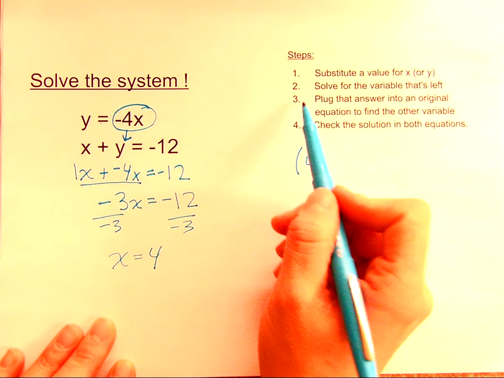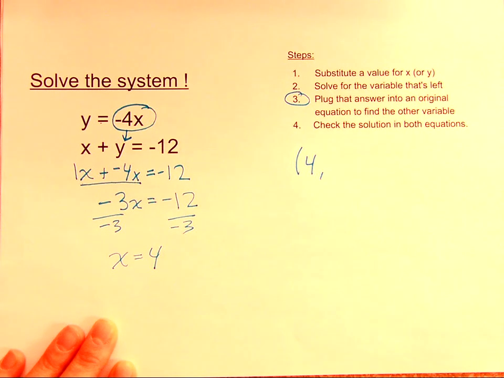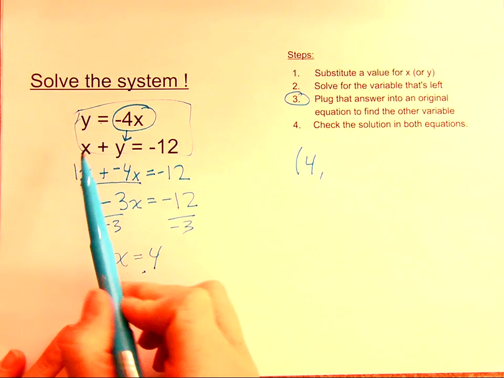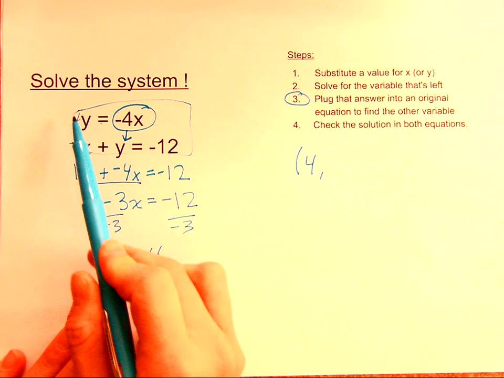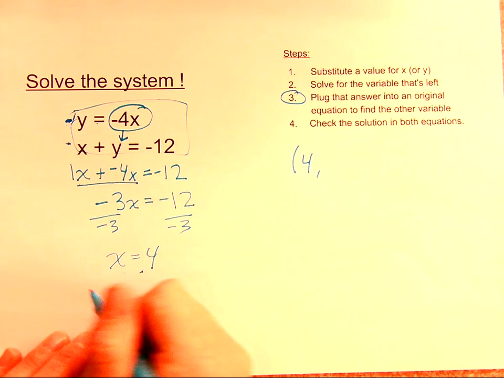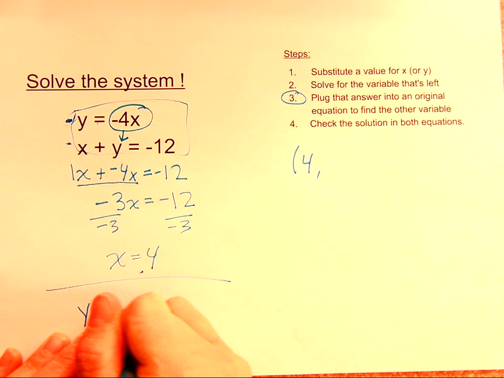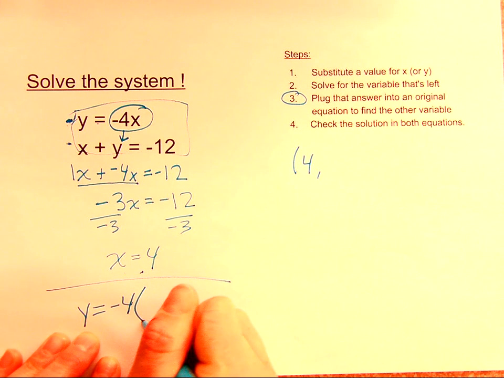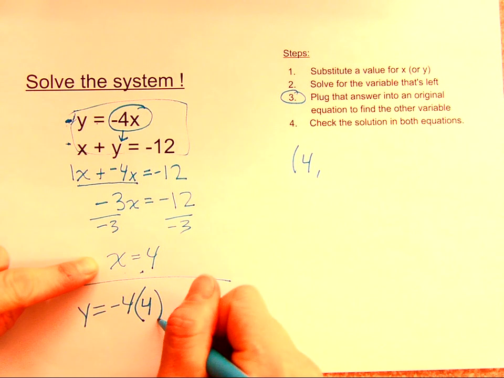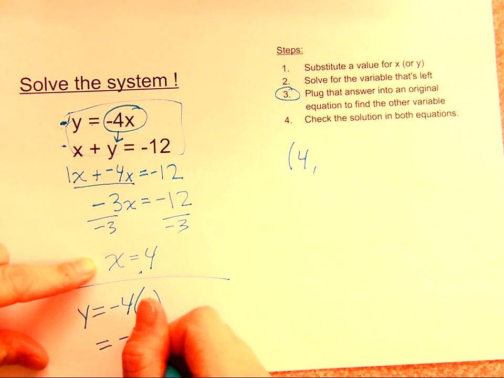This is where we're first going to do our step 3, where we plug this answer into one of our original equations that I gave you here. You can plug it into either one, it doesn't matter. So I'm going to choose this first one. So y is equal to negative 4 times x, but I know x is 4. So then y is equal to negative 16.